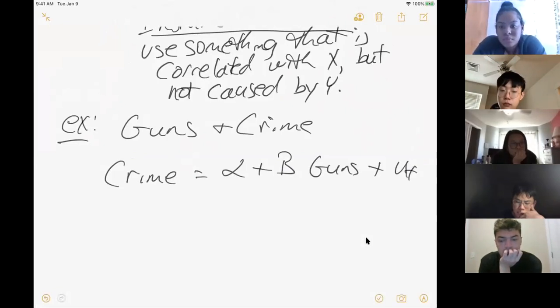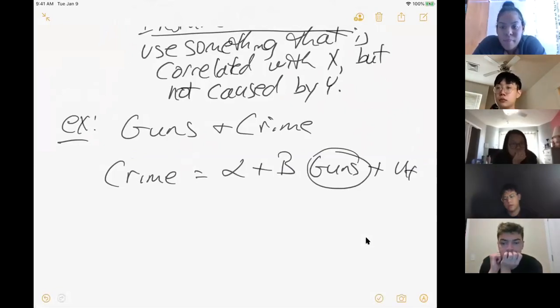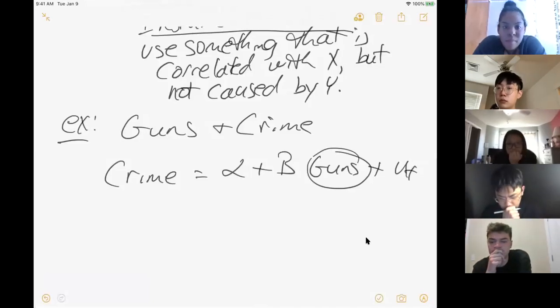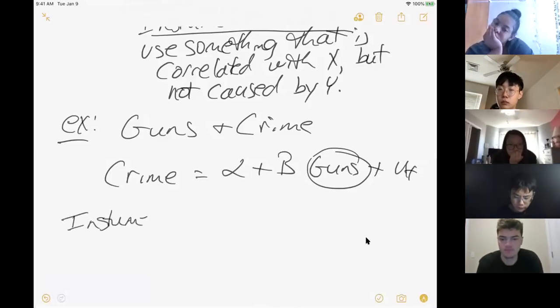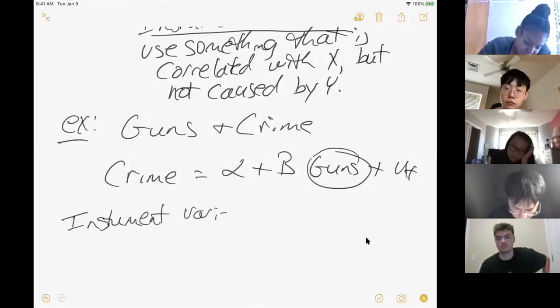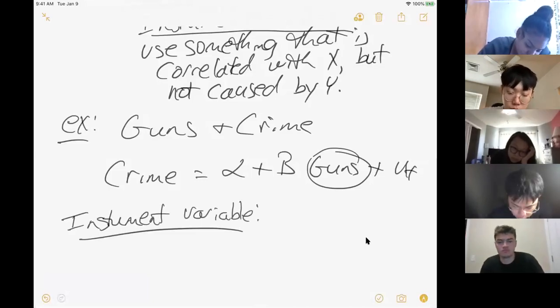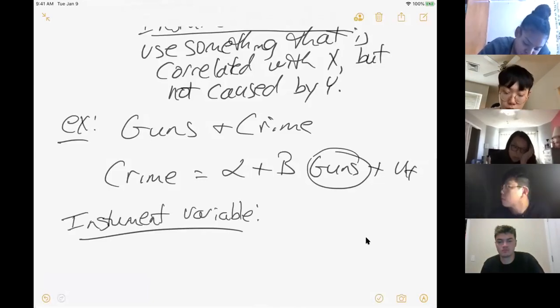Well, what if I could find something that's highly correlated with guns, but is not caused by crime? So that's what an instrumental variable is. And in one study, they came up with a very clever instrumental variable.